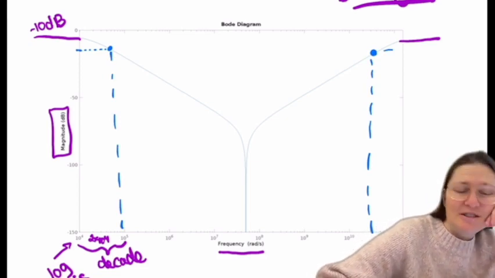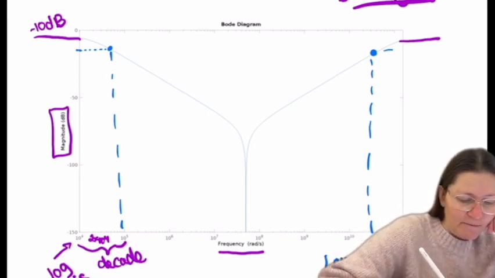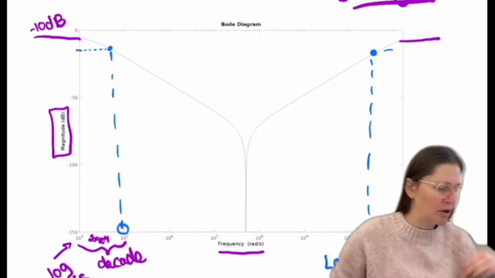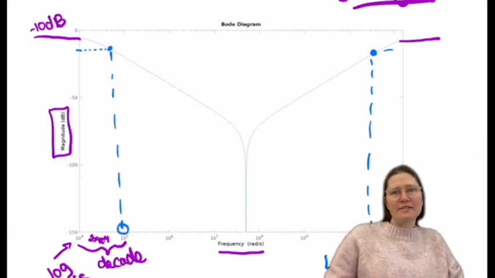So that's a low Q. So this would be a low Q. Got it. And then these two values would be your corner frequencies on there.